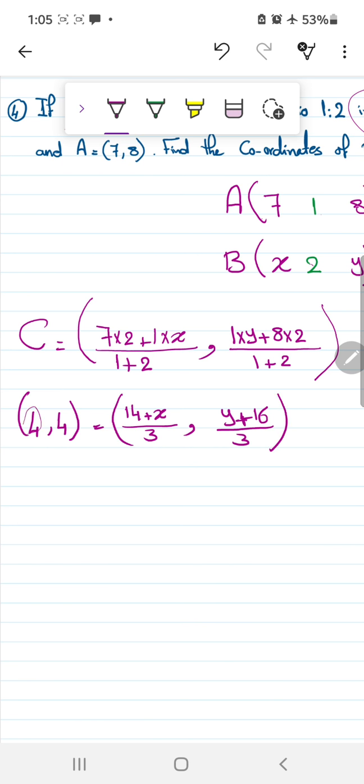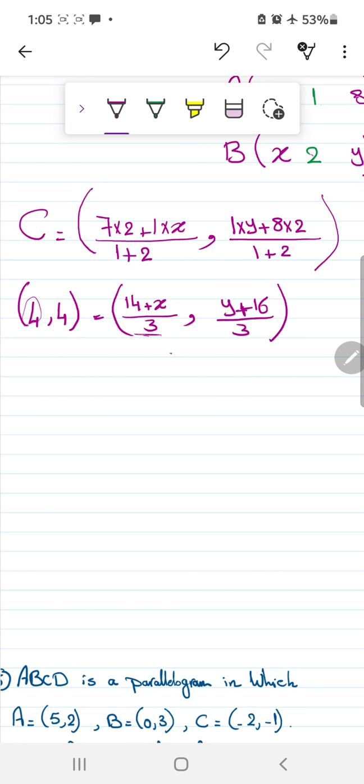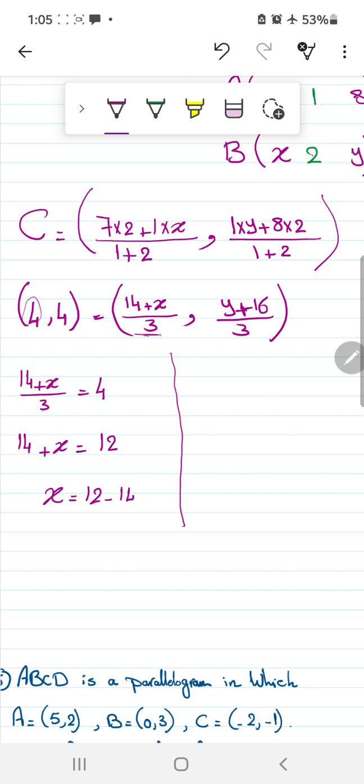Here we have the first coordinate equals the first coordinate, and of course the second equals the second. So 14 plus X over 3 equals 4, cross multiplication. So 14 plus X equals 3 times 4, which is 12. To get the value of X, move 14 to the other side as negative. So 12 minus 14 is negative 2. So the value of X is negative 2.